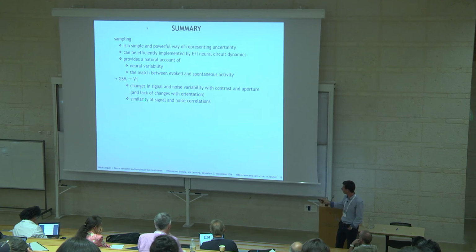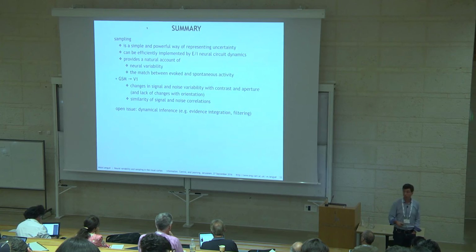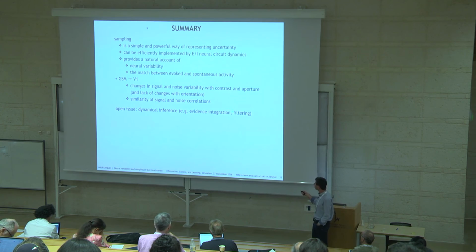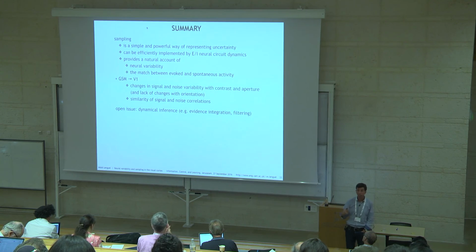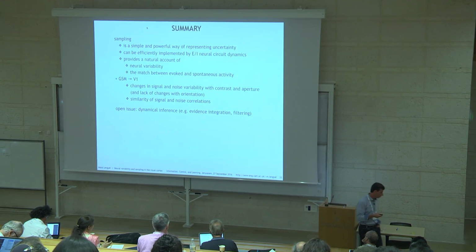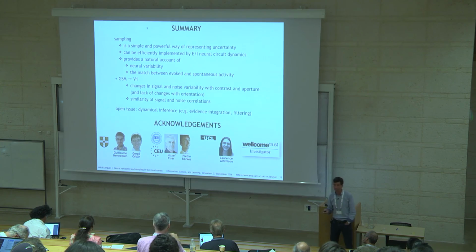There are many open issues. Here I'm just emphasizing one, and this goes back straight to the question that Reza asked at the very beginning. What about dynamical inference? What about things like evidence integration? What about what happens when the stimulus itself is changing, so you ought to do something like filtering, just as we heard in the previous talk by Ron. How do you do that with a sampling-based representation? I think that's a very interesting, deep, and challenging open question. And that is, again, something that we are working on, but we don't even have preliminary results on that, just some ideas.